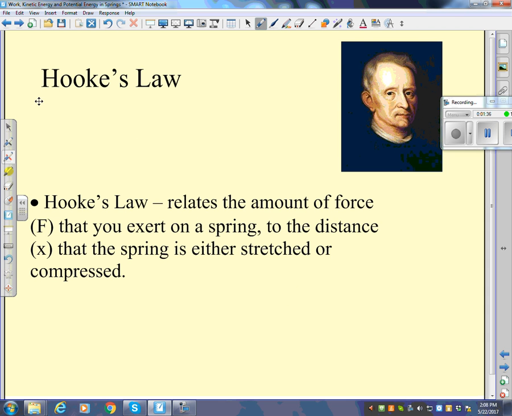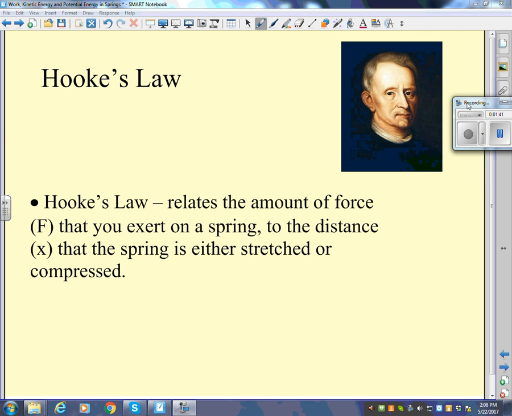Okay, so Hooke's Law, this is Robert Hooke over here, relates the amount of force F that you exert on a spring to the distance x that the spring is either stretched or compressed. We tend to use the letter x for distance, but you may occasionally see a d noted. X and d mean the same thing in this case. So Hooke's Law relates the amount of force that you exert on a spring to the distance that the spring is either stretched or compressed.